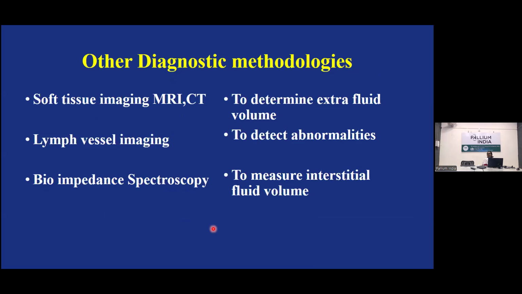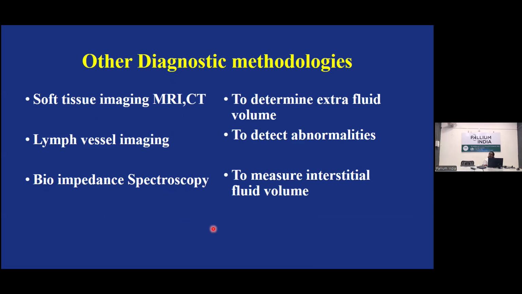The other diagnostic methodologies are soft tissue imaging, MRI, and CT. If you do these, you can determine extra fluid. With lymph vessel imaging, you can detect abnormalities. Then bioimpedance spectroscopy can measure the interstitial fluid volume.